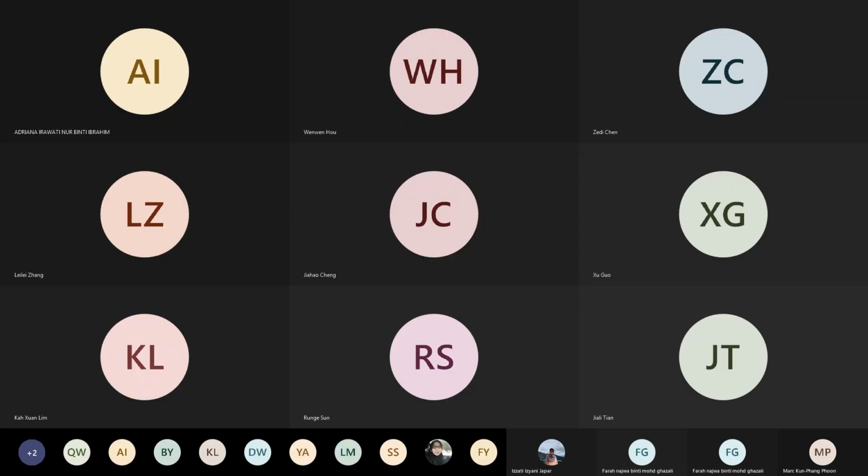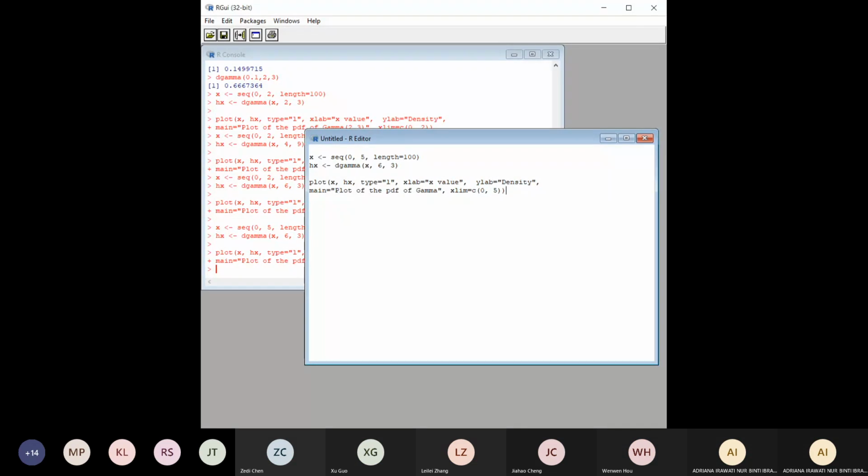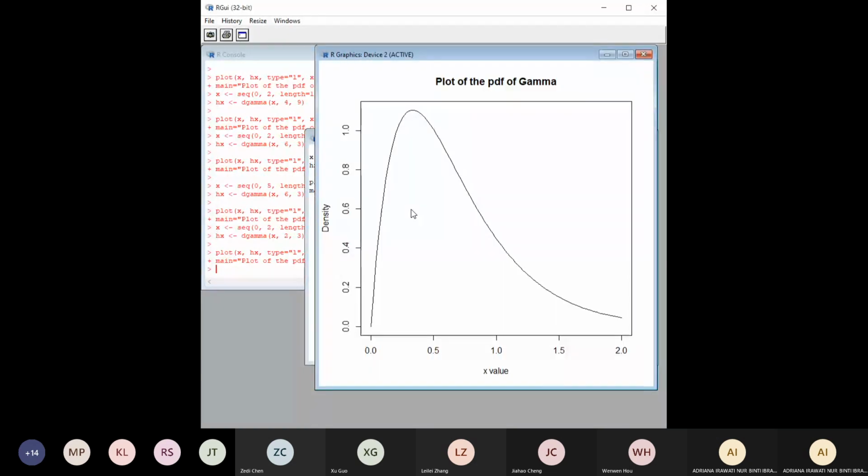Okay, so I think just now we also plotted for the gamma. So for the gamma, as I said, you have to change the limit for your x-axis when you plot. Right, so this is the original one, which is the gamma 23.